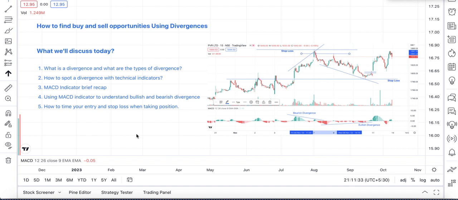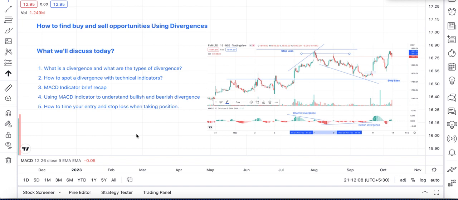In this video, we'll be discussing with you how you can use divergences to find buying and selling opportunities in the stock market. We'll be discussing what a divergence is in particular, what the different types of divergences are, and how you can spot a particular divergence in the market with the help of technical indicators. In this case, we'll be discussing the MACD indicator. We'll cover the MACD indicator very briefly because there's already a different video live on our channel which discusses it.